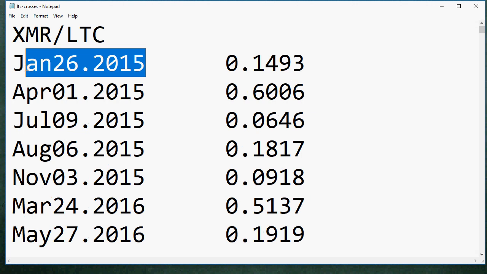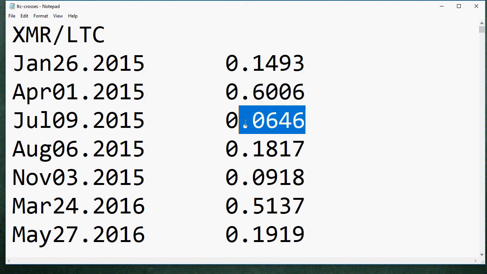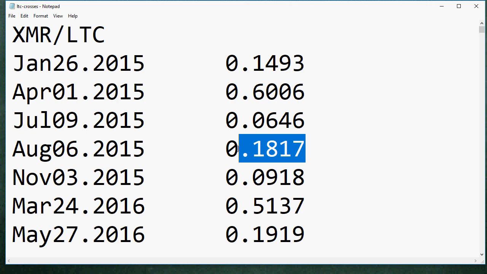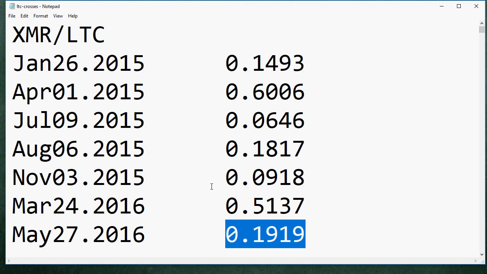On January 26, 2015, the cross differential between Monero and Litecoin was 0.1493, or approximately around 1,500 basis points. And let's look at how often these things go back and forth and the size of the moves. Then it goes up to 60 a couple months or so later. Then a couple months later, it loses almost 90% of its value. Less than a month later, it triples to 18. And then a few months after that, it falls, losing half of its value to 918. A few months later, it goes up 5 times, better than that, to 5137. Two months later, it falls to 1919.